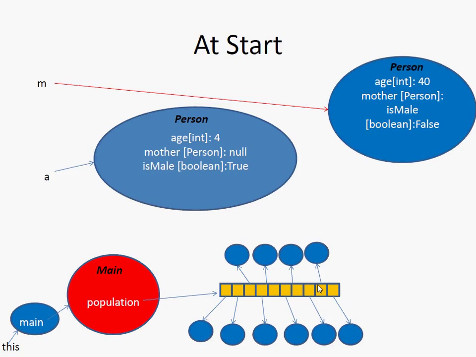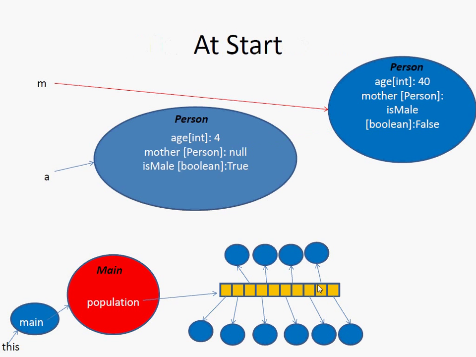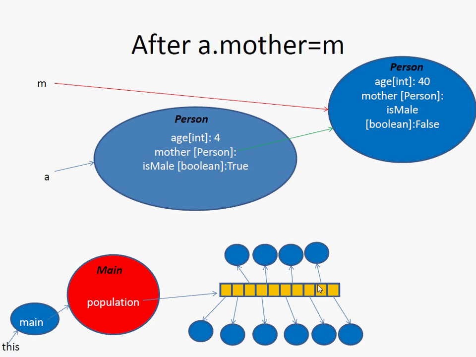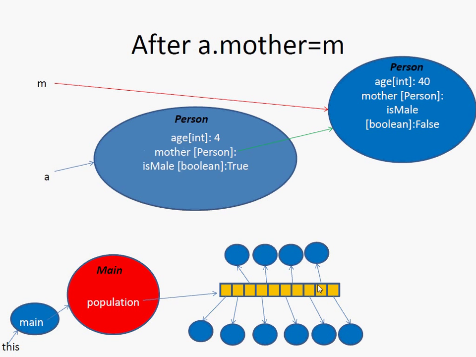A is referring to Iden. After this, what happens? Well, now Iden's mother points to this person. M was already referring to this person, and we said Iden's mother should now refer to the same value as M. So initially it was null, it didn't have any particular person to whom it referred, and now after this, it's referring to whatever M refers to. Does that make sense? Okay.